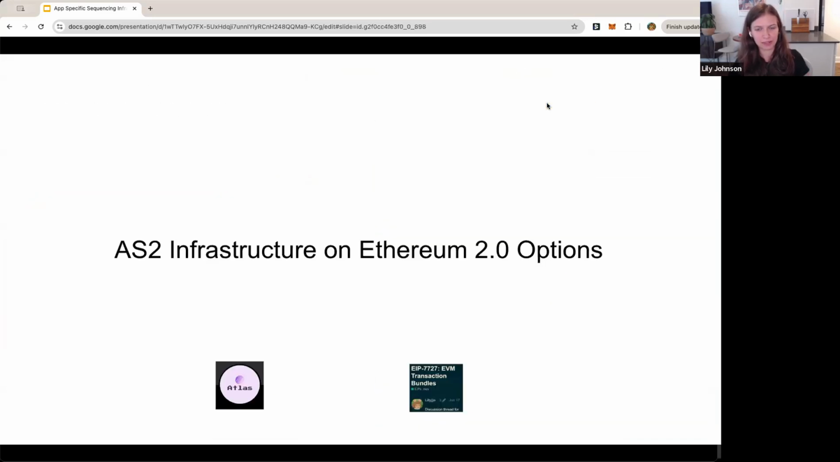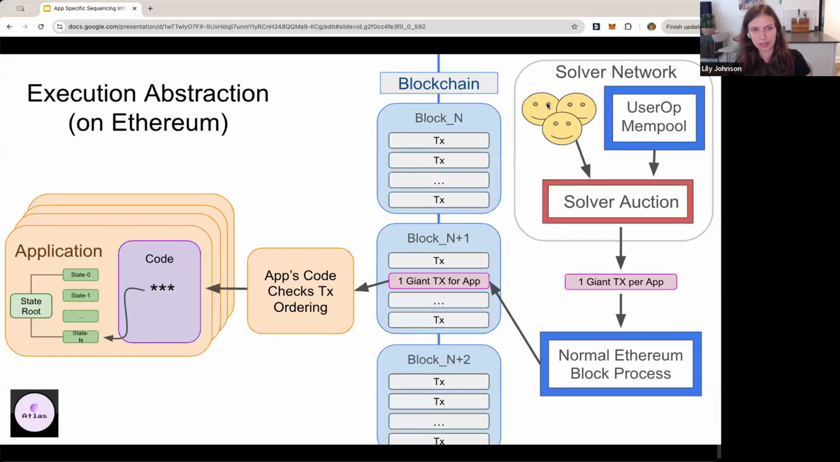Okay. So yeah, now let's go back to, I guess, infrastructure on Ethereum. So this is, again, this execution abstraction relies on a solver network and account abstraction.